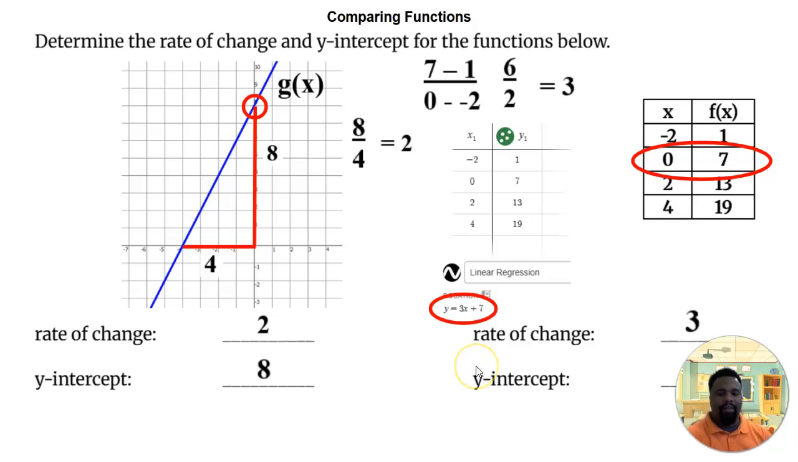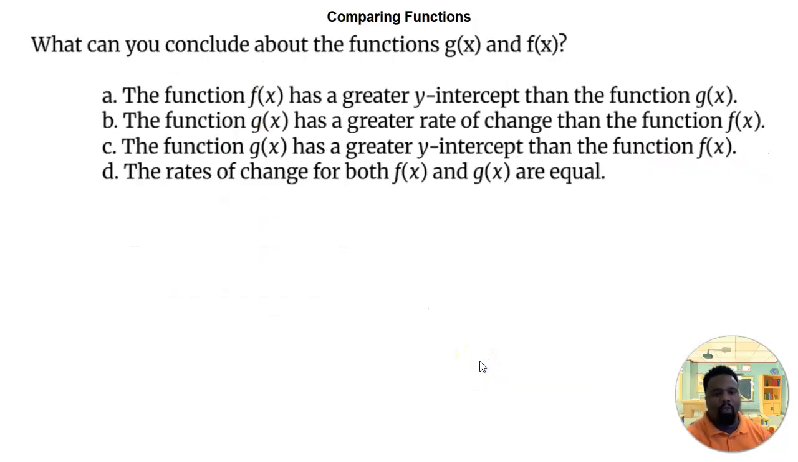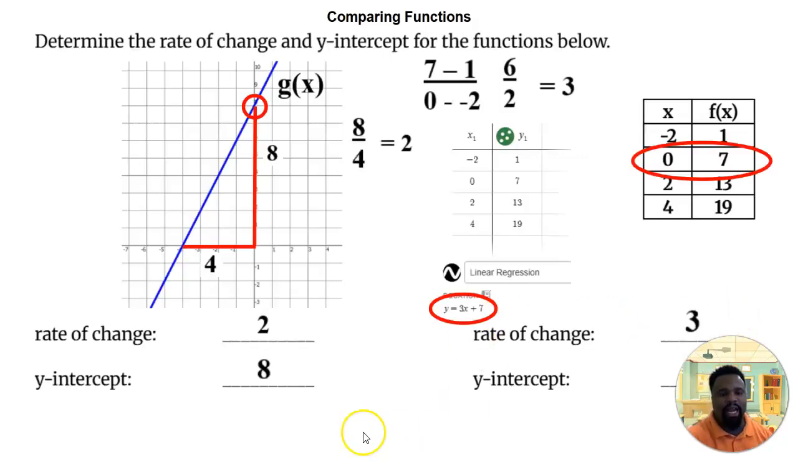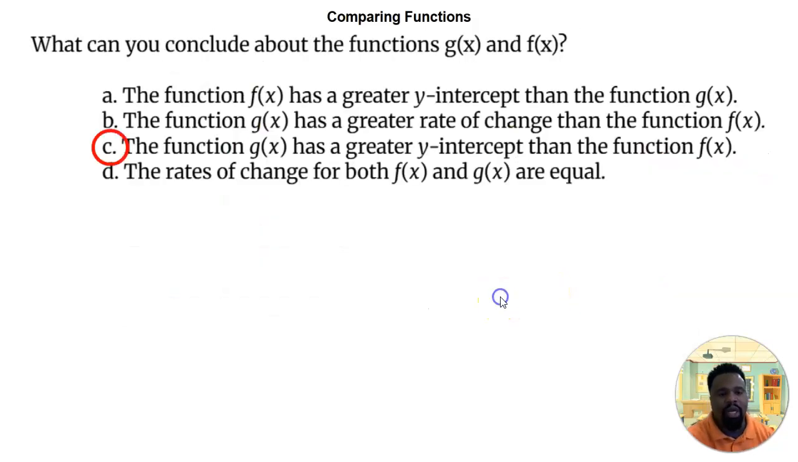All right. Now that we made our comparisons between the two functions, look at this question here. What can we conclude about g of x and f of x? We already said that g of x has a higher y-intercept than f of x, and f of x has a higher rate of change than g of x. So if we go to this question, what we can conclude, our answer will be C. The function g of x has a greater y-intercept than f of x.